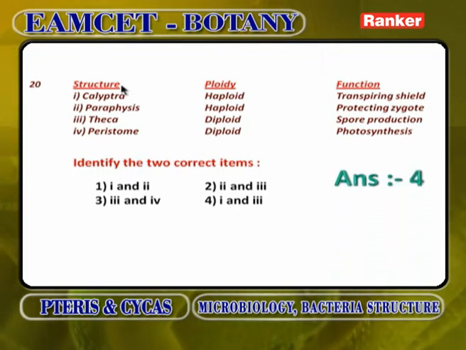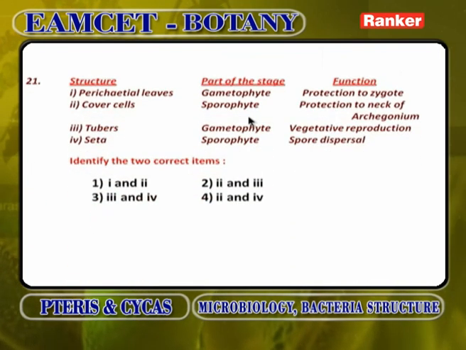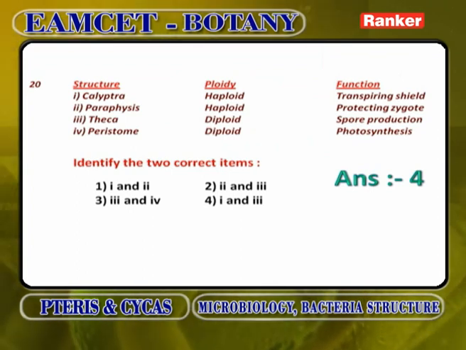This is a 3-column matching: structure, ploidy, function. Calyptra is haploid and a transpiring shield is correct. Paraphysis haploid, protecting zygote is wrong. Paraphysis does not protect zygotes. They protect just either antheridia or archegonia. Theca, diploid, spore production is correct. The central diploid urn-shaped portion in Funaria capsule is theca. It contains sporogenous tissue that produces spore mother cells which ultimately give rise to spores.